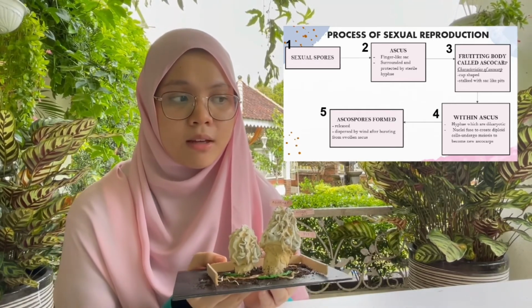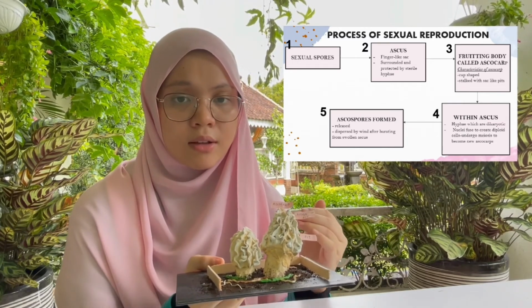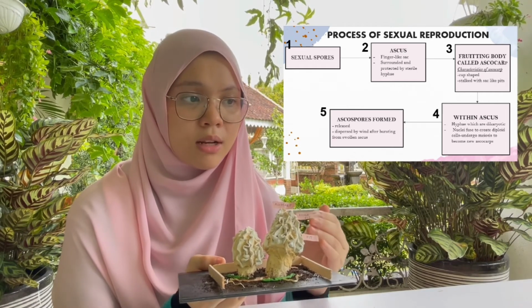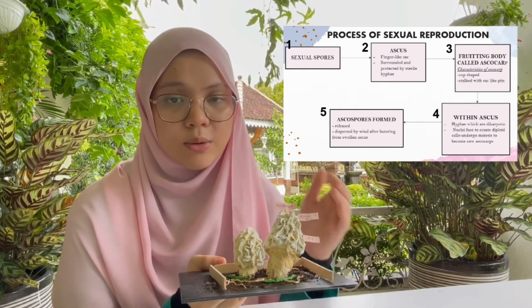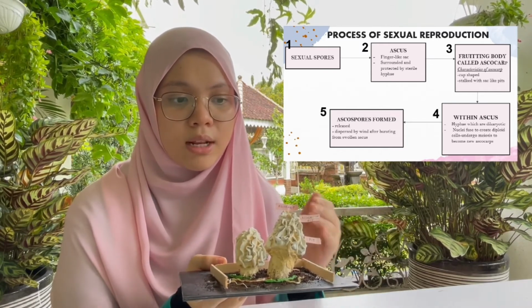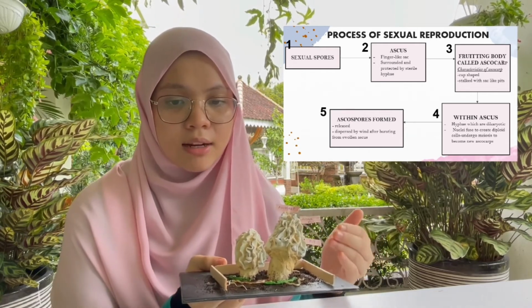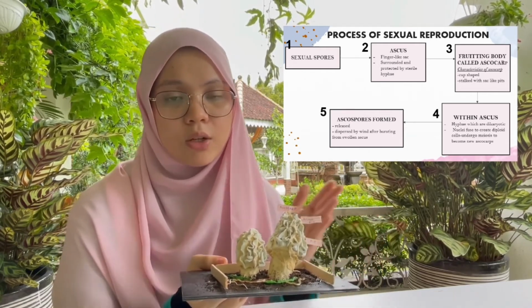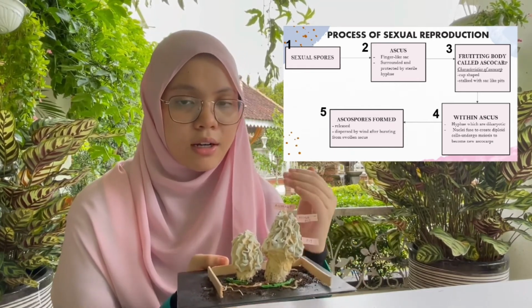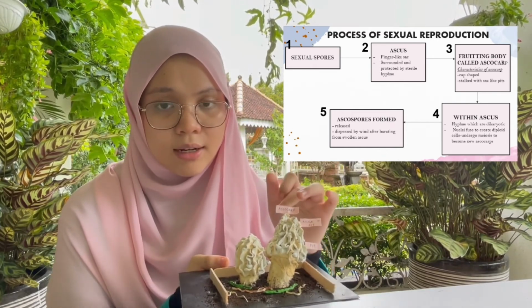So within the ascus, the dikaryotic hyphae will terminate, forming the asci, where the nuclei will fuse to create a diploid cell that undergoes meiosis to form a new ascocarp. Therefore, the morel is the ascocarp of Morchella.